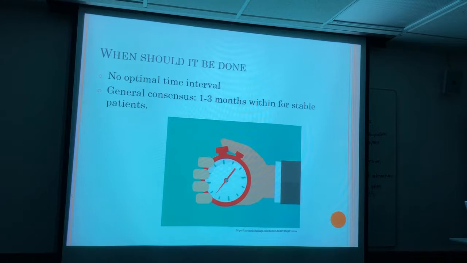When should an EKG be done? Now, there is no specific guideline that says an EKG needs to be done 6 weeks before surgery. I think the consensus amongst cardiologists as well as anesthesiologists is that it should be done within 1 to 3 months for stable patients.